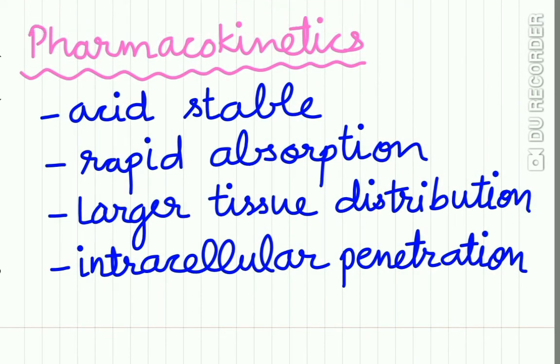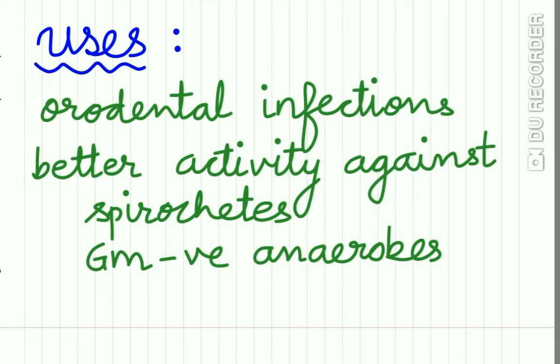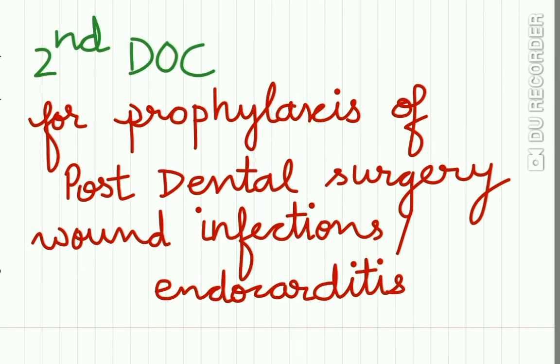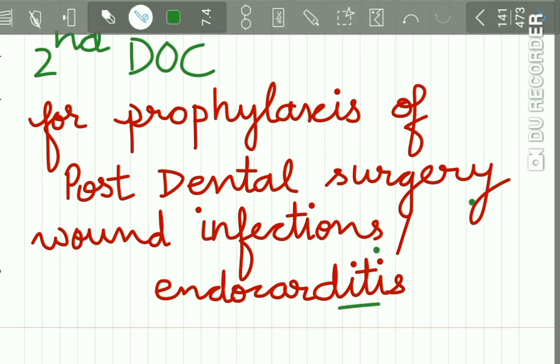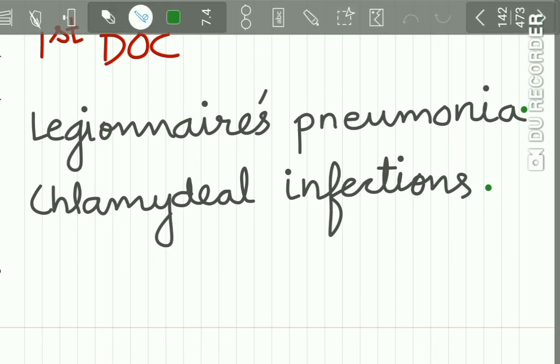Pharmacokinetics of azithromycin: it is acid stable, shows rapid absorption, large tissue distribution and intracellular penetration. Uses of azithromycin are in orodental infections. Better activity against spirochetes and gram-negative anaerobes is seen. It is the second drug of choice for prophylaxis of post-dental surgery wound infections or endocarditis. It is the first drug of choice for Legionnaires' pneumonia and chlamydial infections of the genital tract.